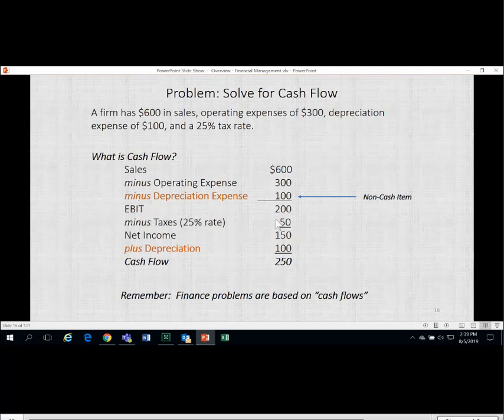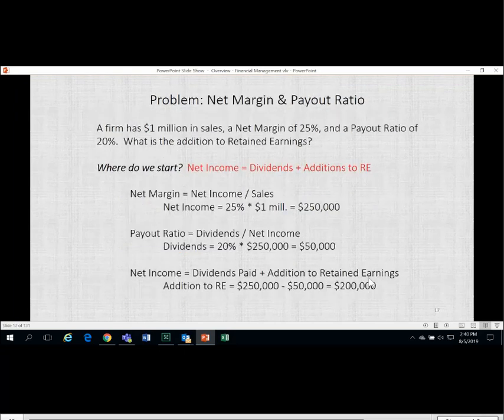And you're like, well, I haven't talked to the accountants about depreciation. So you contact them and they say, well, we don't need any cash. It's a non-cash item. So you get to keep that $250 in the cash register. So we deducted it up here, and we had to add it back in. Now, the important thing is, remember, again, finance is very cash flow oriented, and that's why we're looking at cash flow right now.